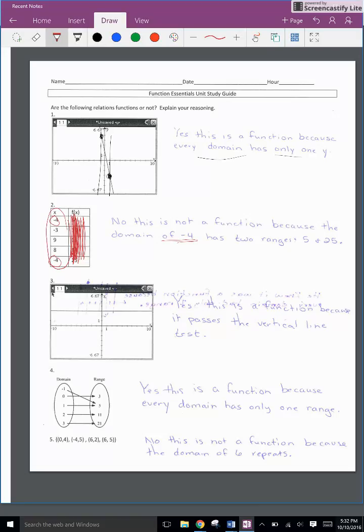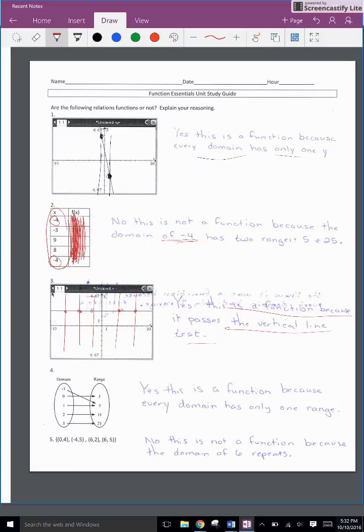For number 3, it's another graph. So you want to do the vertical line test. Crosses once, crosses once. No matter where you put that vertical line, since it crosses once, it is a function. And you can put because it crosses or passes the vertical line test.